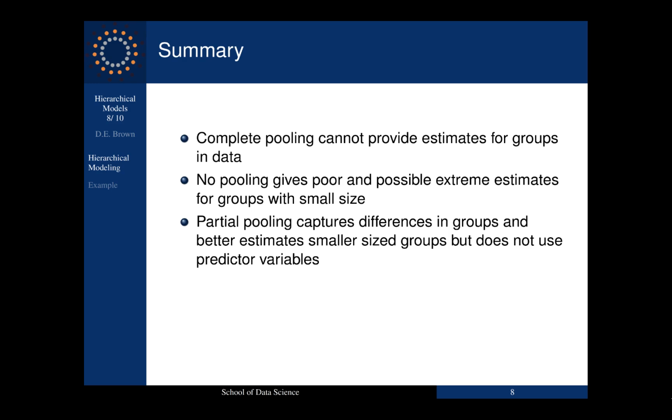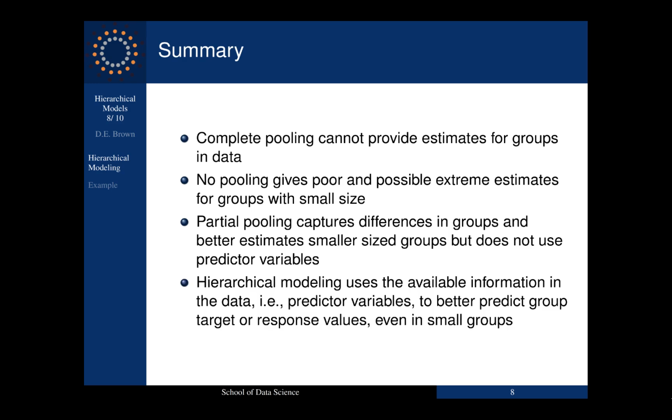with the hierarchical models. Partial pooling does capture differences in groups, gives better estimates for small size groups, but doesn't use the predictor variables. It's only using the intercept. Hierarchical models provide the answer here. They use all the available information in the data, including the predictor variables, to provide better group target or response values, so better predictions, even in small groups. So they do an excellent job of combining the data that we have to give us good results.